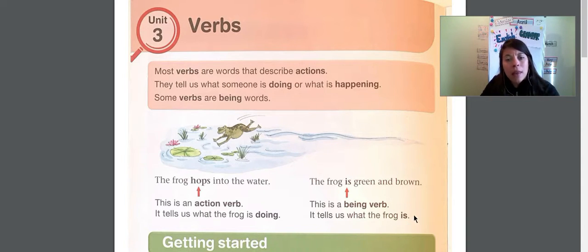When I say that the frog is green and brown, or that the frog is big or small, I am not saying what it is doing. I am saying something that is part of its being, part of the existence of the frog. When I say, I am Miss Maria Clara, that is not something that I am doing. That is something of my being.